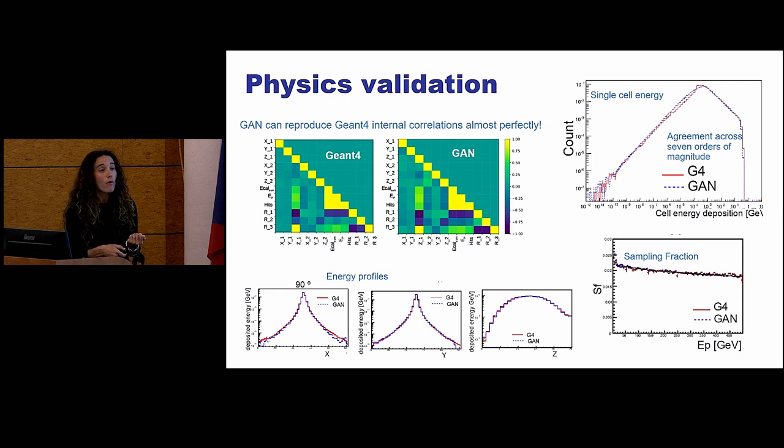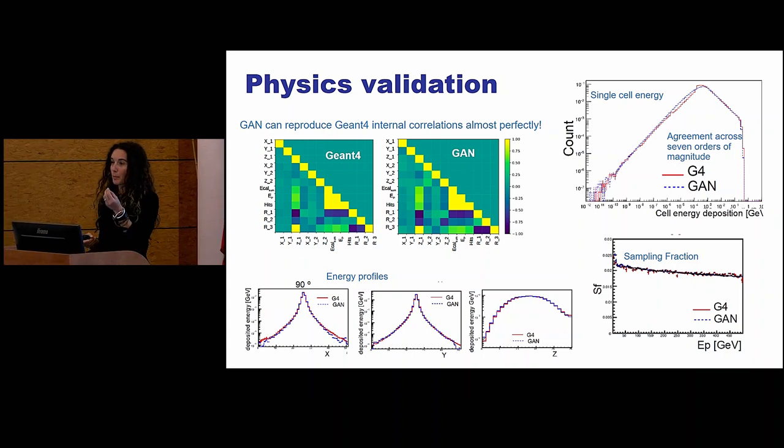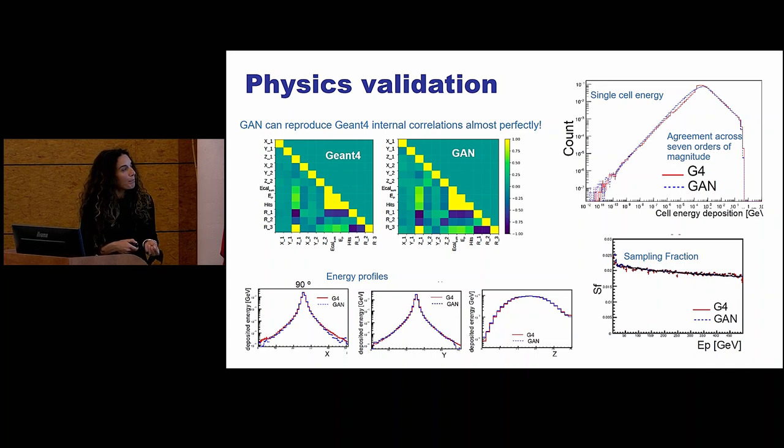get overall quantities very well. This is a quantity that's just measuring the total response of the calorimeter. We can reproduce geometrical features of our energy patterns very well. We can even reproduce, over many orders of magnitude, the single pixel intensity. So the energy that's deposited in a single cell, and I'm very proud of these plots. We can reproduce very well the internal correlations that are described by GEANT4.